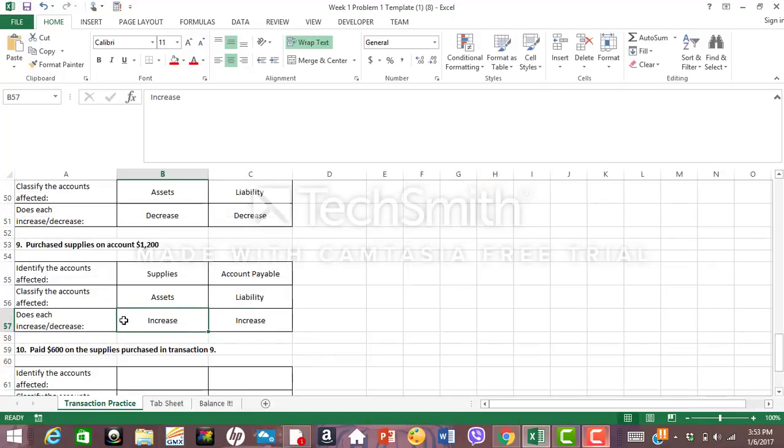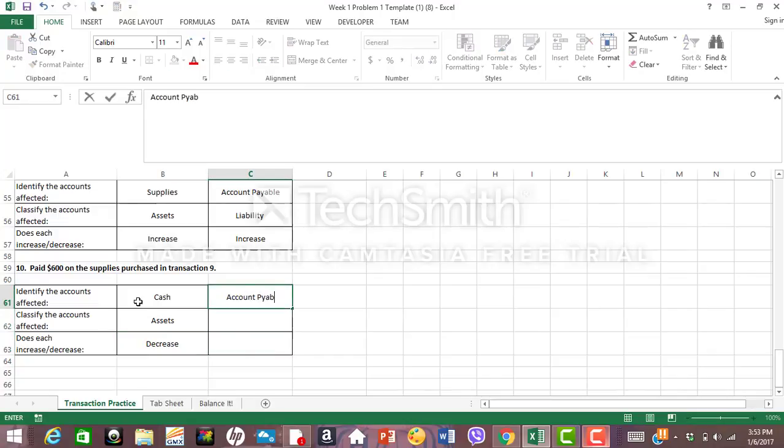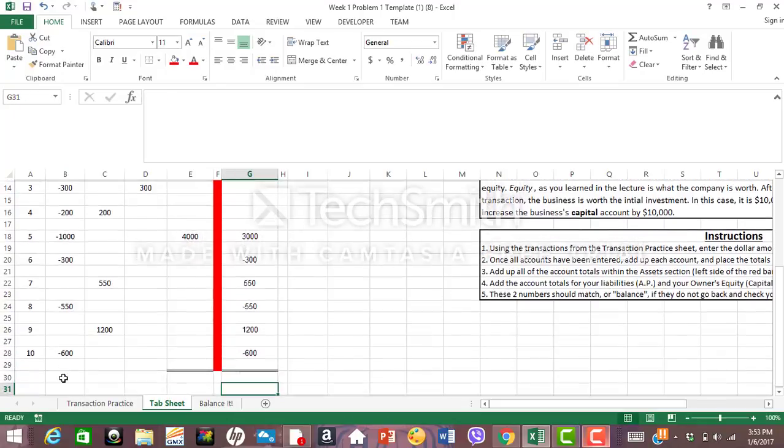And then we have the last transaction, which is paid $600 on the supplies purchased in transaction 9. So anytime you pay an account, you have to pay with cash. So cash, which is under assets, is decreasing because you are paying out a loan. And accounts payable, which is a part of liability, is also decreasing for $600. So we look at cash right here, we say minus 600. We look at accounts payable, we say minus 600.